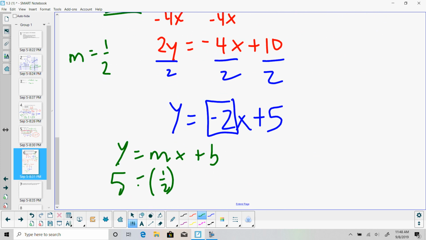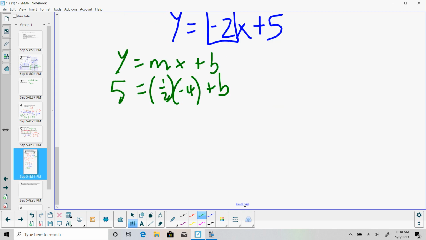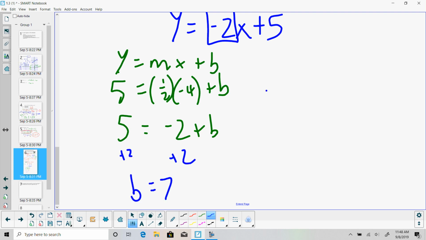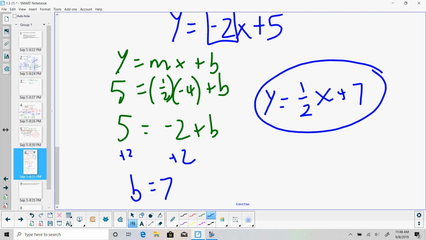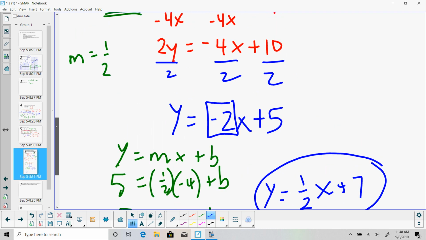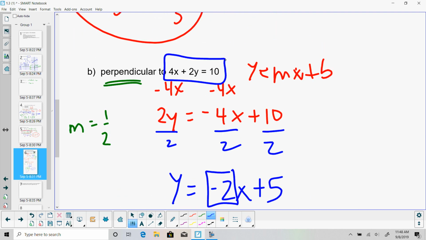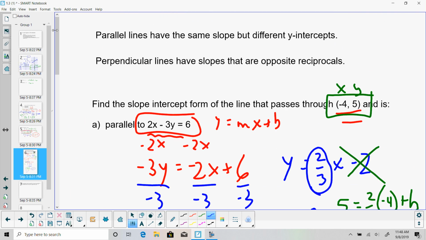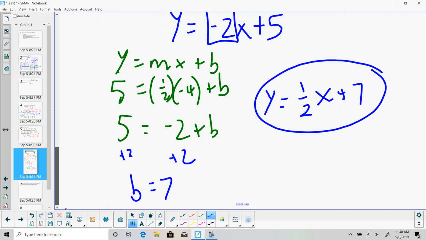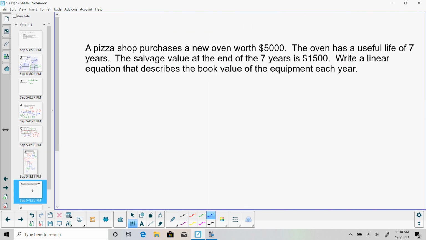and -4 for x. All right, and so in this case, I get 5 equals -2 plus b, and adding 2 to both sides, I get that the y-intercept is equal to 7. So my equation should be y equals 1/2 x plus 7. So this line is going to be perpendicular to this line, and not only that, it's going to pass through -4, 5.